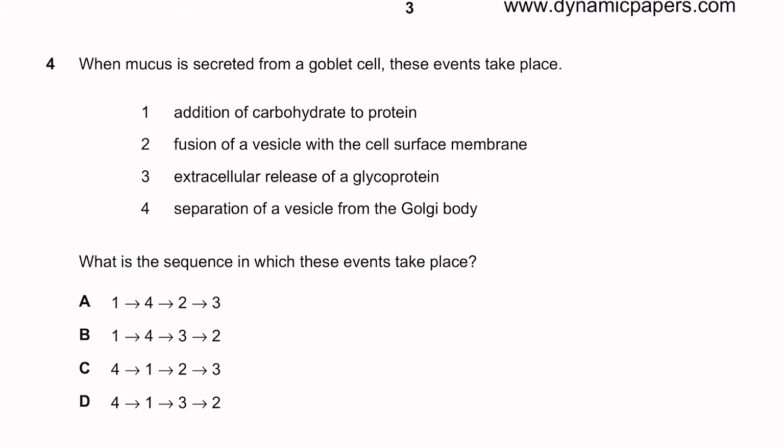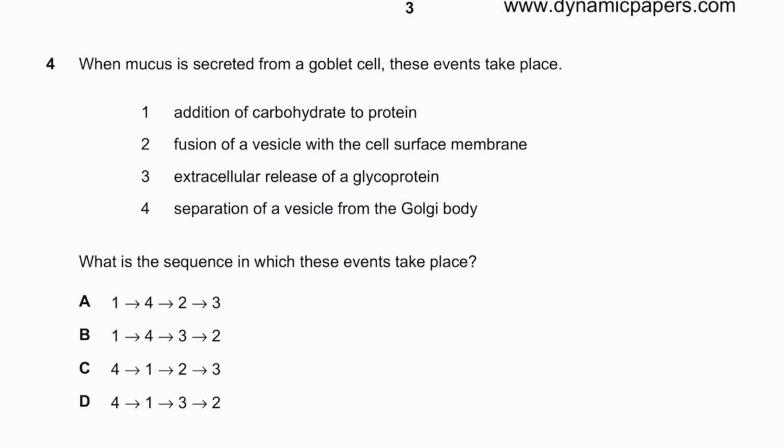Okay, 4. When mucus is secreted from a goblet cell, these events take place. We have addition of carbohydrates or protein, fusion of vesicle with the cell surface membrane, extracellular release of glycoprotein, separation of vesicle from the Golgi body. So what we have here is mucus is supposed to be a glycoprotein. Now, where glycoproteins are formed, it is in the Golgi body.